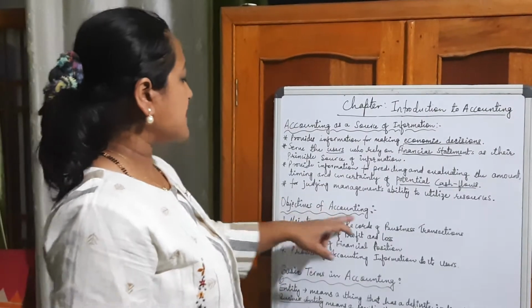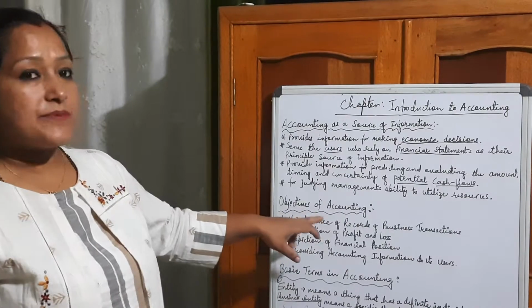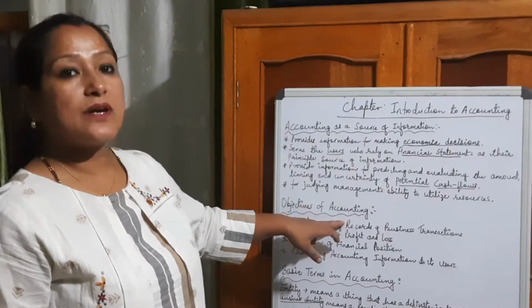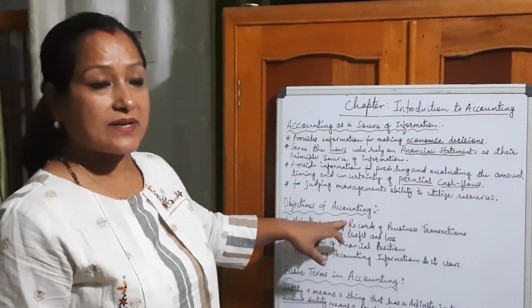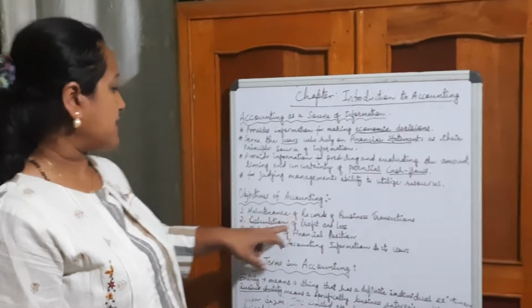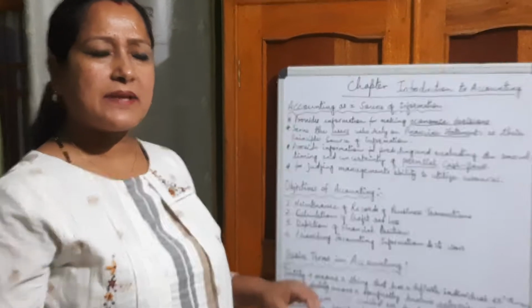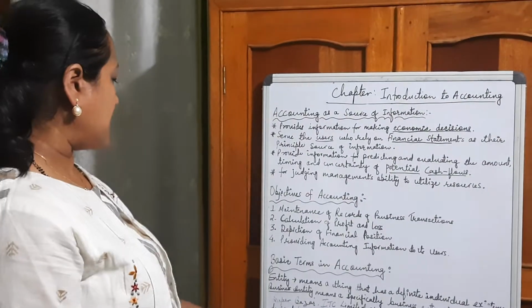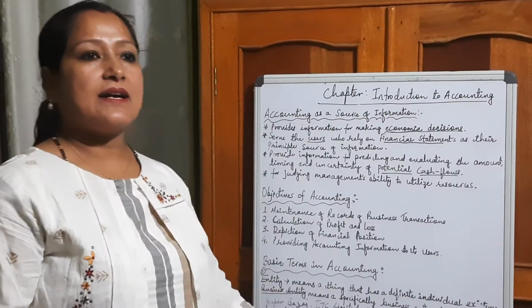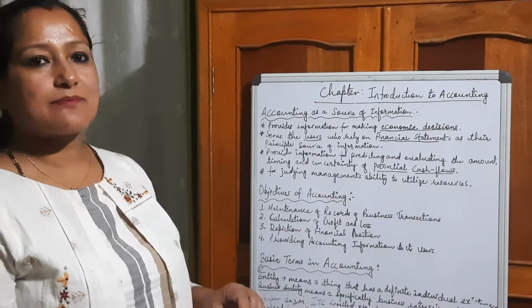Now we'll be doing the objectives of accounting. See, objectives: why there should be accounting. What is the objective of doing this accounting? First one, maintenance of records of business transactions. You'll be learning about transactions later on. I have written here, it's an incident or event that takes place in the business.